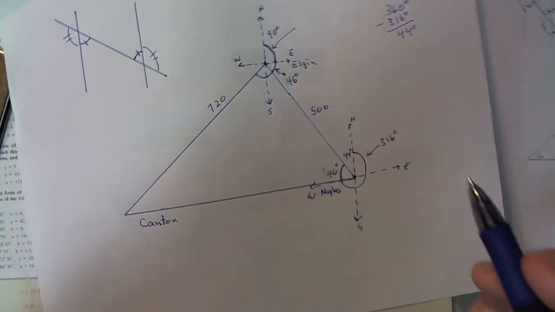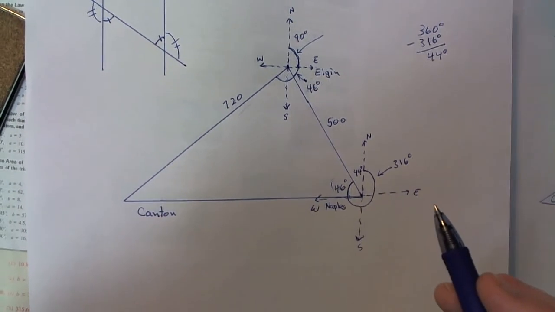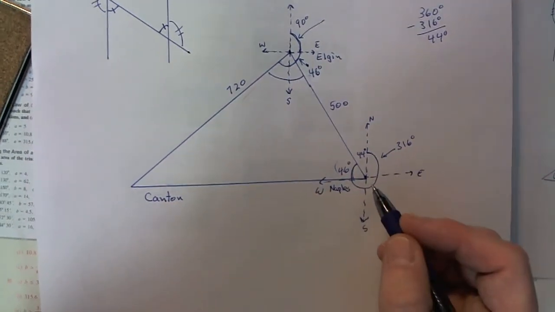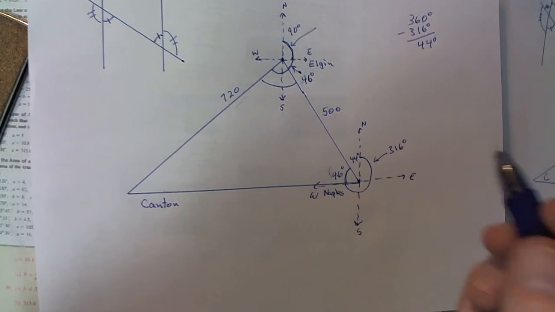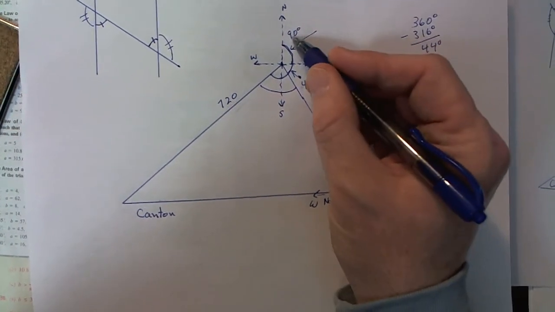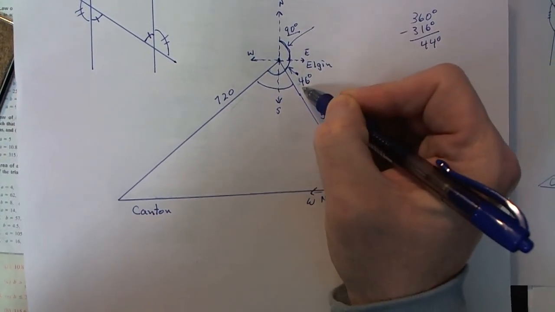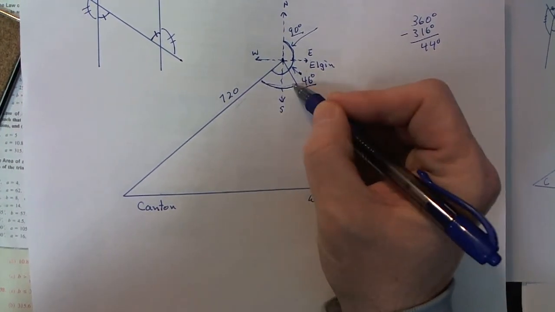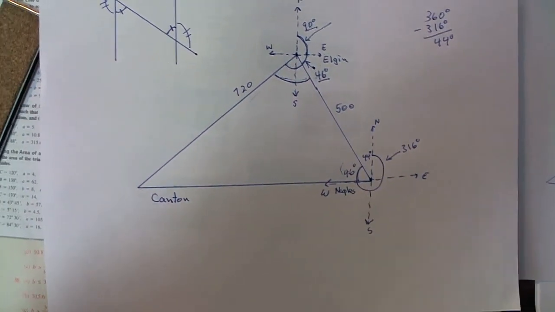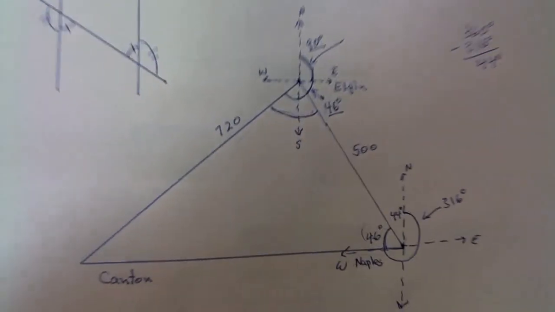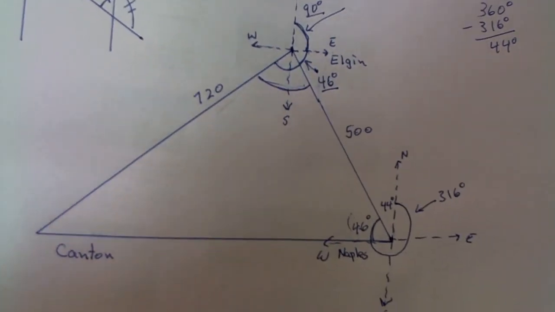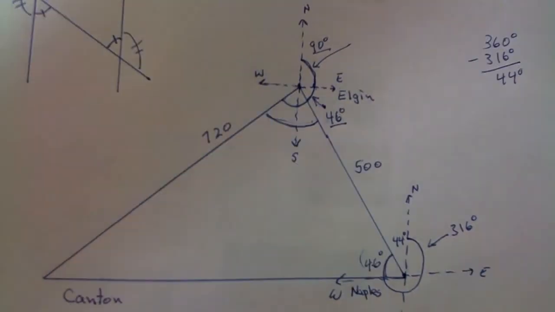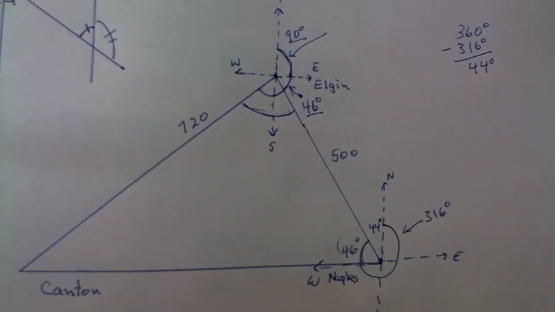Now, what we got to do is use the law of sines to find this angle, which is easy for us. And then the bearing is going to be this 90 degrees, added to the 46, added to this angle right here. And that's going to be our bearing. So I hope that's enough. Let me zoom in a little bit so you can see what I did there. Okay. So if you need any more help, let me know.